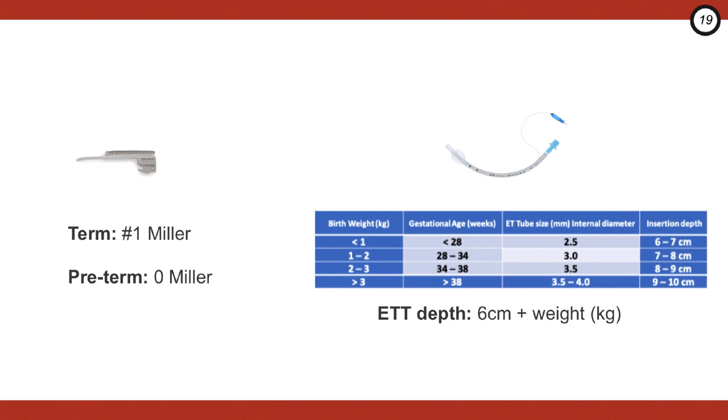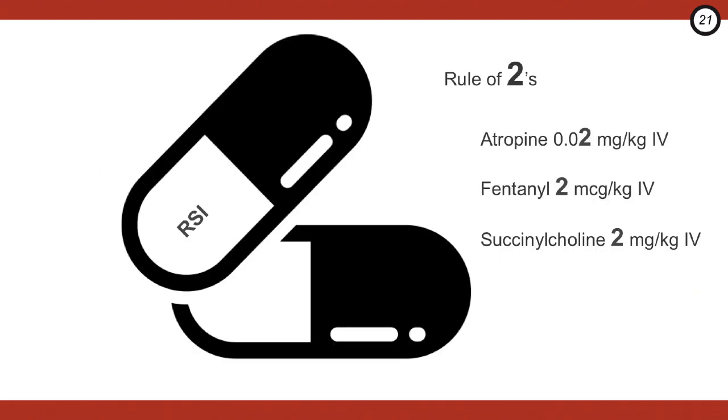For intubation, you want to use a size 1 Miller blade for term infants and for preterm, size 0. It's handy to have a chart like this one to determine the ET tube size and insertion depth based on gestational age rather than committing it to memory. Remember to get half a tube size bigger and smaller ready. Another way to remember the ET tube depth is 6 centimeters plus weight in kilograms. Video laryngoscopy is associated with improved success and decreased rate of complications.